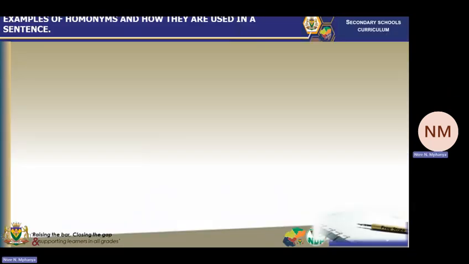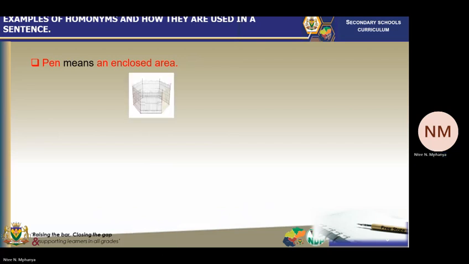Another example of a homonym. A pen, which means an enclosed area. This is a pen. How do you use it in a sentence? My rabbits are in a pen.